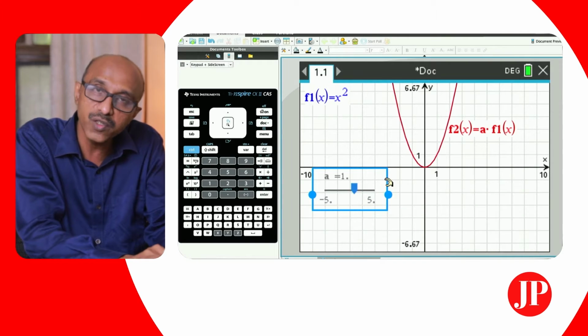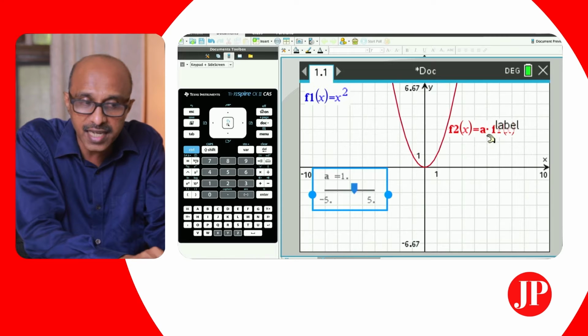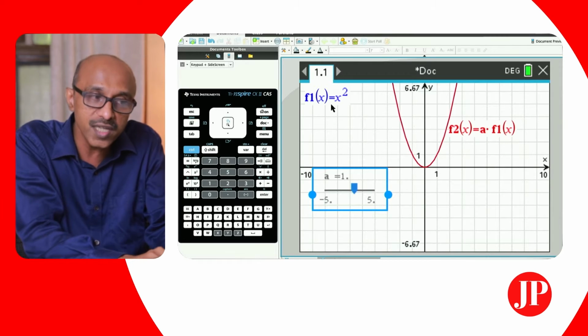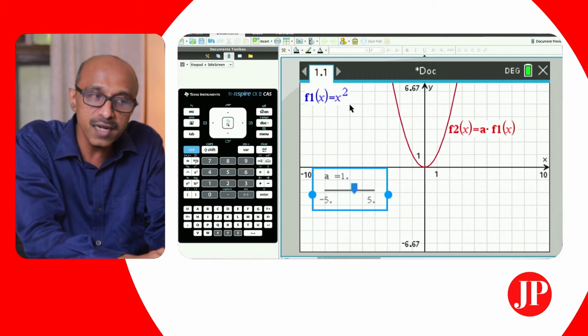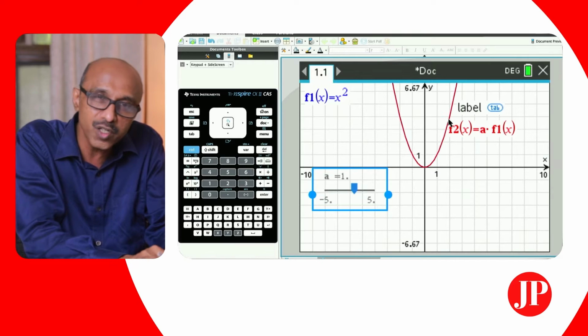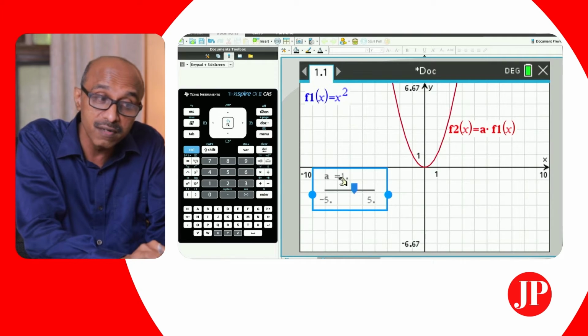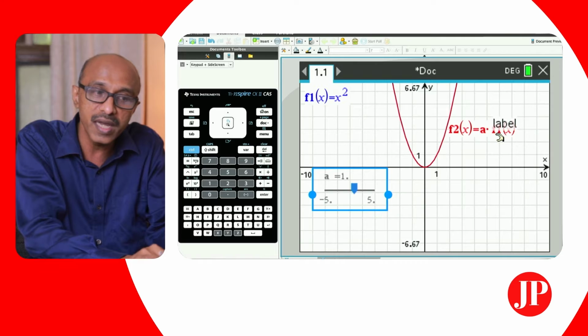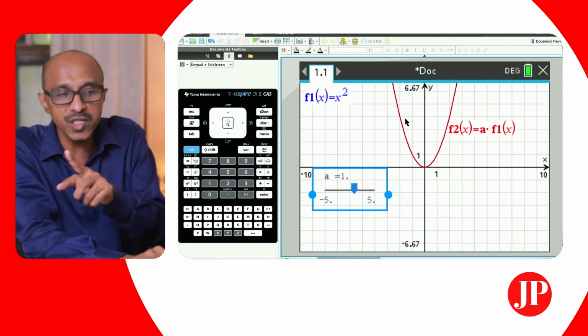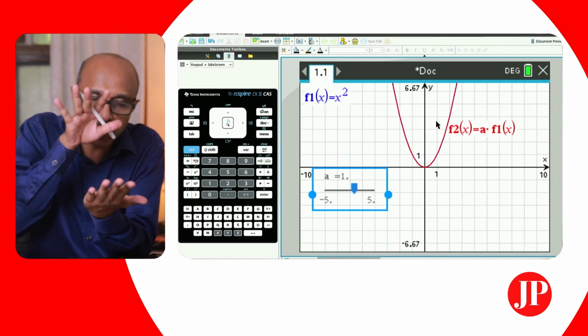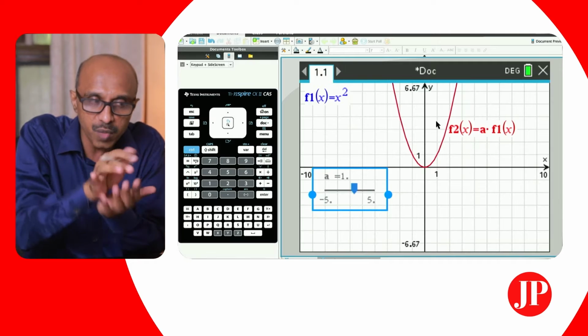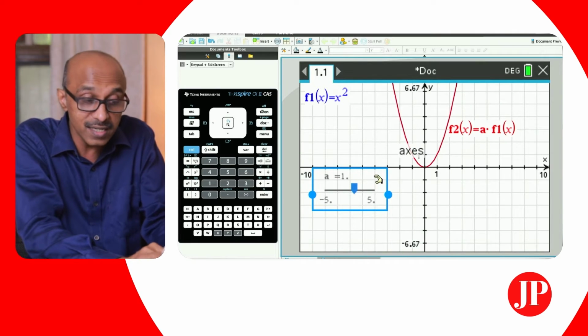Whenever there's a non-numeric factor, it's going to create a slider, all right? So that's a times f1 of x. f1 was x squared, and at the moment, it looks like the blue graph has gone. It's actually under that graph because a is equal to 1. Look at the slider value, a equals 1. So when a equals 1, it's like saying 1 times x squared, so it's the same graph. The red graph is right on top of the blue graph, which is why we can't see it right now.